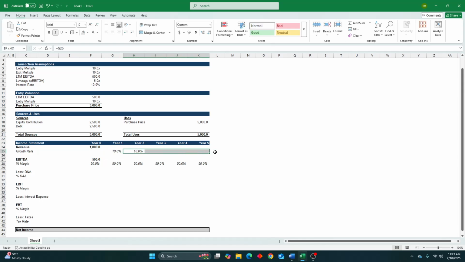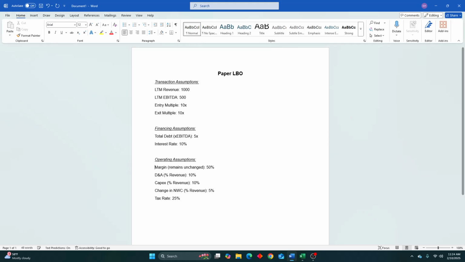To get our year 1 revenue, you take the previous period, you multiply it by 1 plus whatever the growth rate is. So from 1,000 to 1,100, we can paste this forward. Our EBITDA is just going to be that margin times whatever our revenue was. We can paste that forward. For our DNA, it says that we assume that it's 10% of our revenue, and our CapEx is going to be 10% of our revenue too.